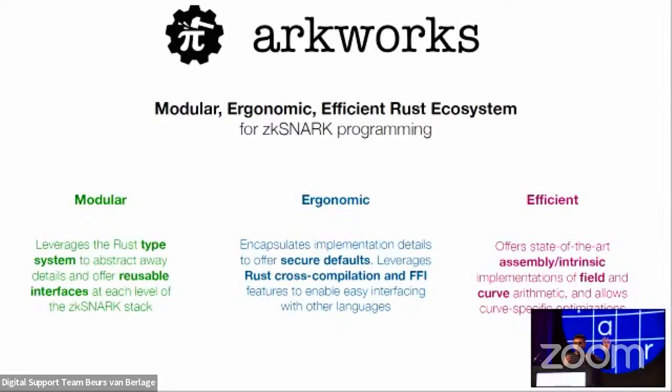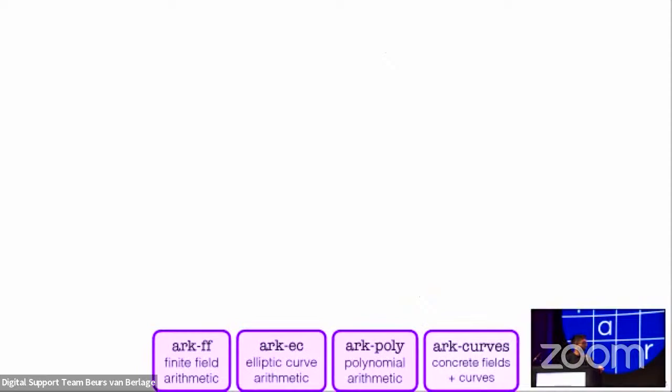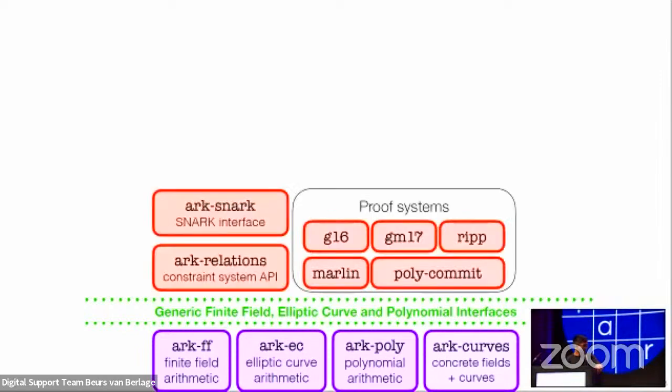Okay, so that's arkworks at a high level. How do we actually achieve these properties? By abstraction. Okay, so that's the name of the game in arkworks. In more detail, we figure out the various components of ZK-SNARK programming that are irrelevant as you go up the stack, and we offer these abstract interfaces between each layer of the stack. So starting with algebra, we offer generic implementations of finite field, elliptic curve, and polynomial arithmetic, and hide all of these behind generic interfaces.